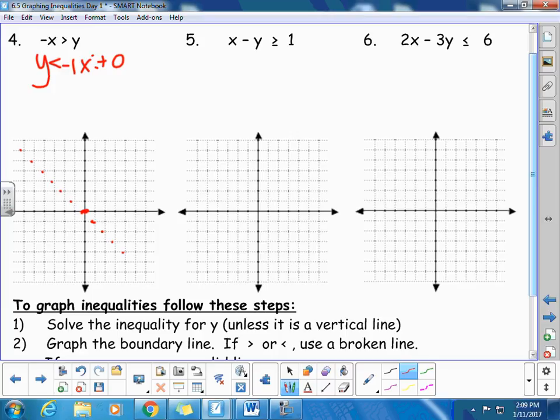So I have a dotted line because there's no or equal to. So dashed line, arrows on the end, and less than is everything under that line. So that would be that.